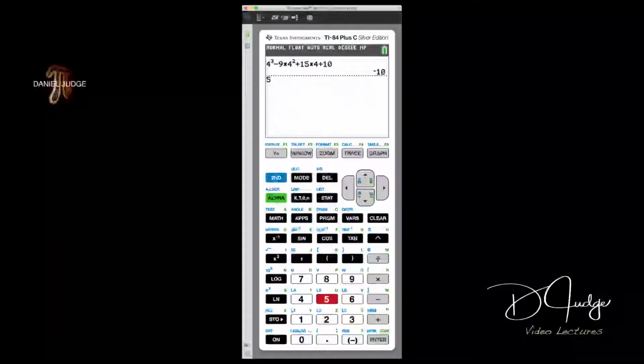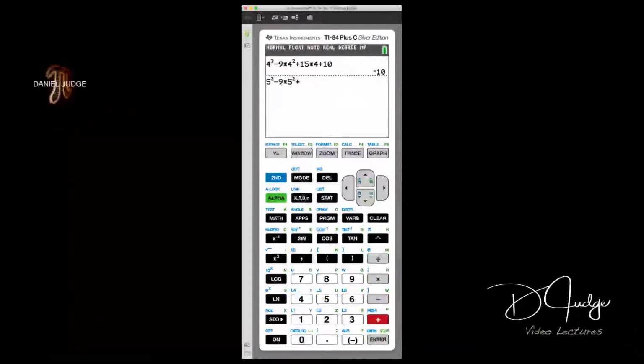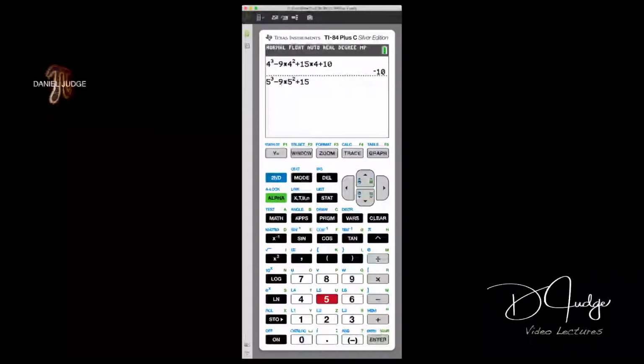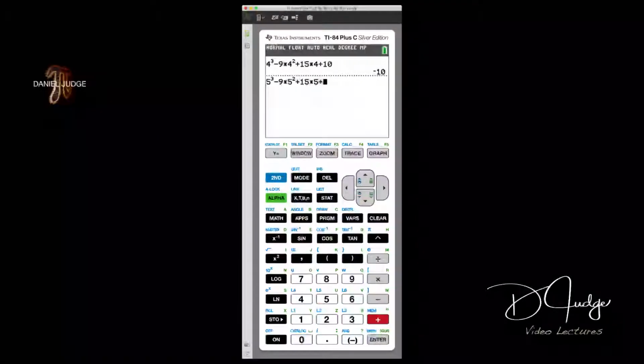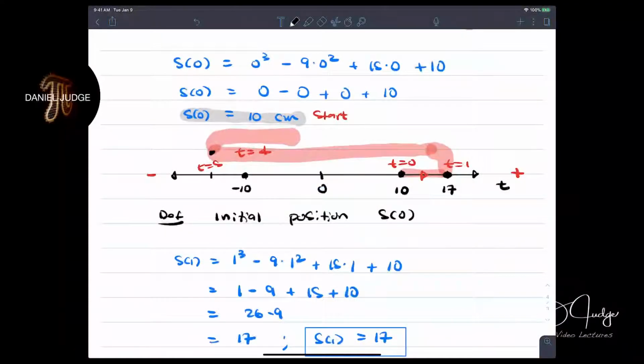I'm going to say 5 cubed. I'm kind of interested. I want to know the exact details. 9 times 5 squared, plus... how would I have 15 there? Plus 15 times 5. Oh, yeah. Plus 10. We're at minus 15. So, okay, it's good to know. We want to be thorough, right? So this location is minus 15.